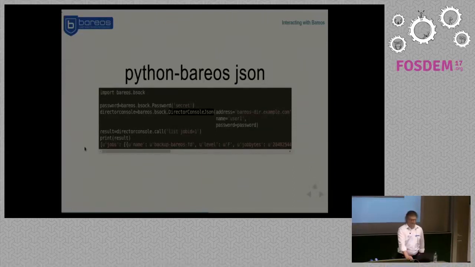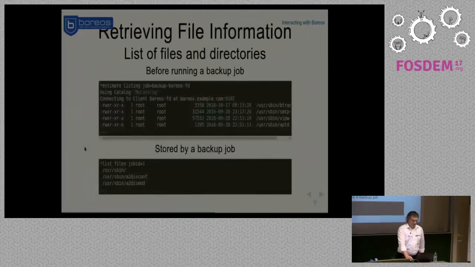If you're doing backups, you probably care about the files, and I will now show some methods to access data from files. So even before you really run a backup job, you can call estimate listing, and then the director will connect to the client, and this will return all the files that would get backed up if this job would run.